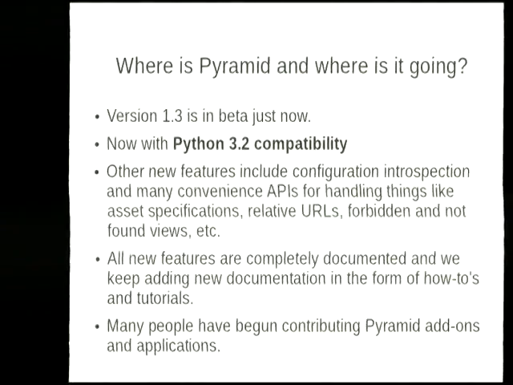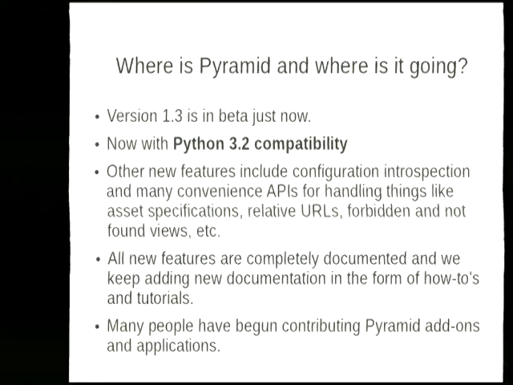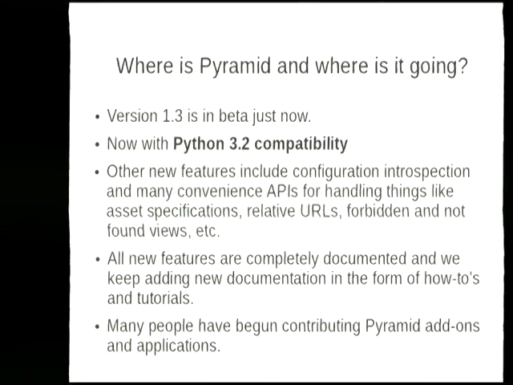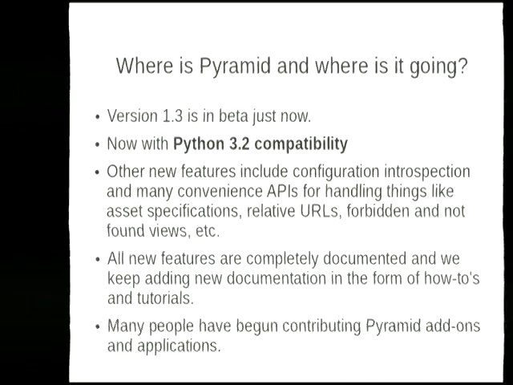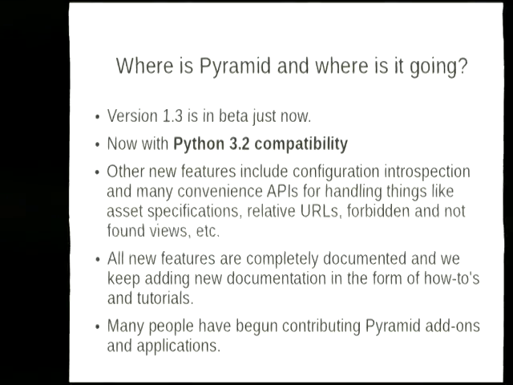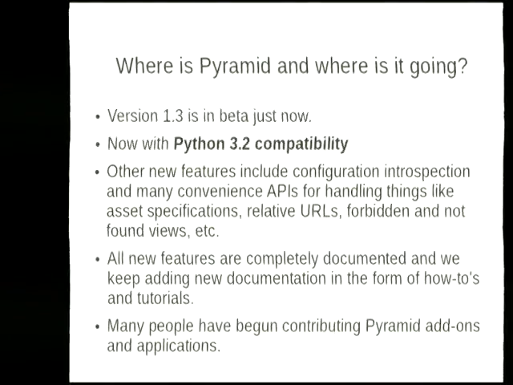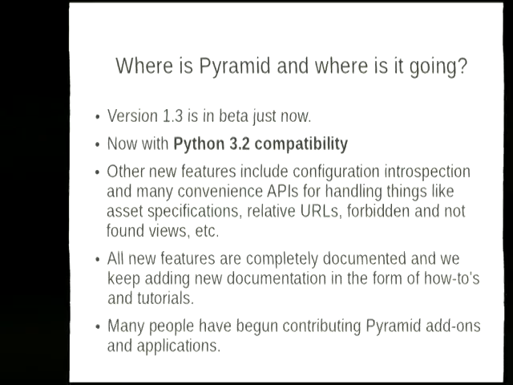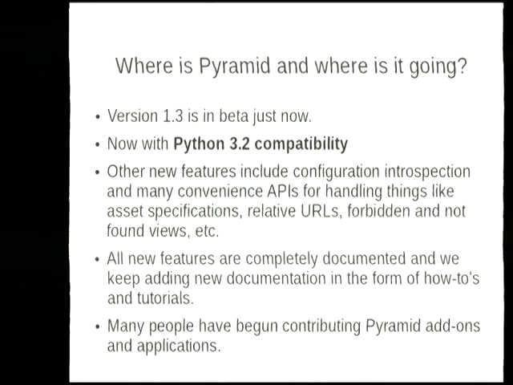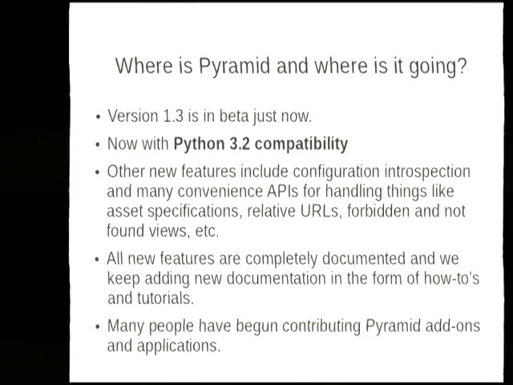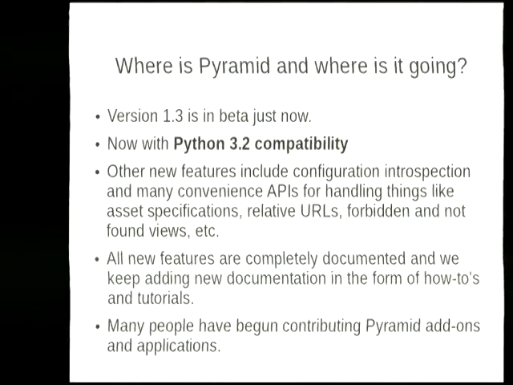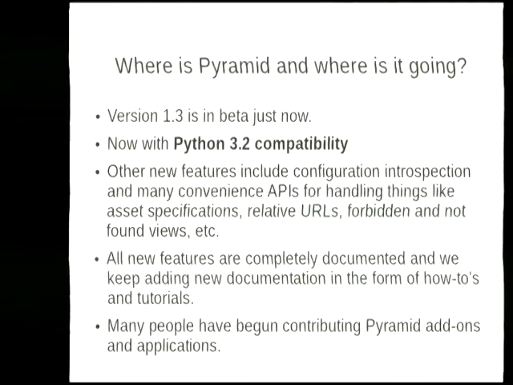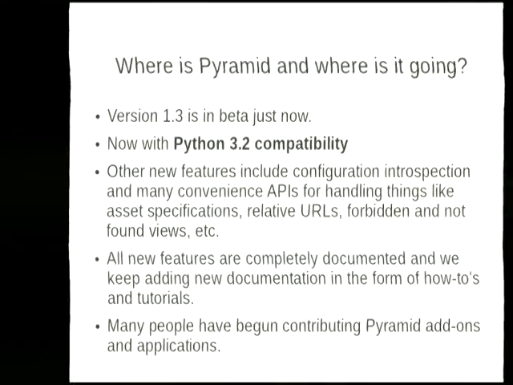Pyramid is right now at version 1.3 beta. There will be a release probably very soon after PyCon. It's, I think, in the second beta, something like that. One of the big things of this new version is that it's compatible with Python 3.2. So it's one of the first medium frameworks that is Python 3 compatible.